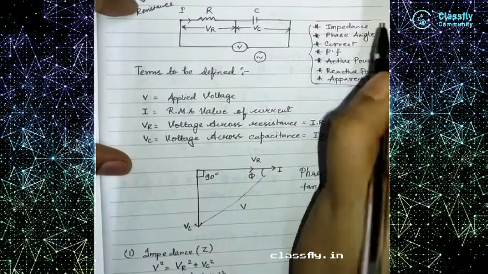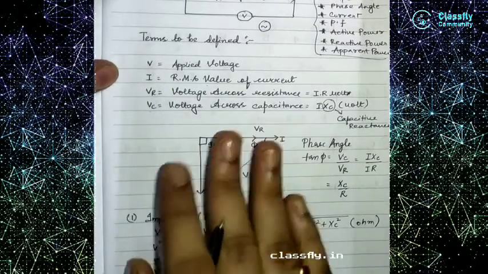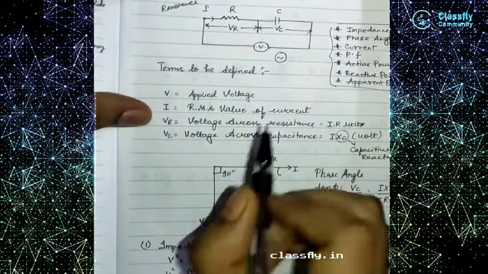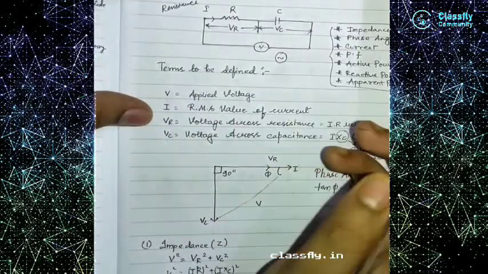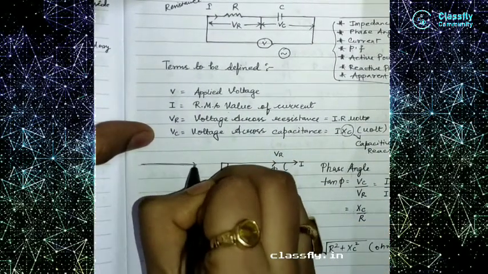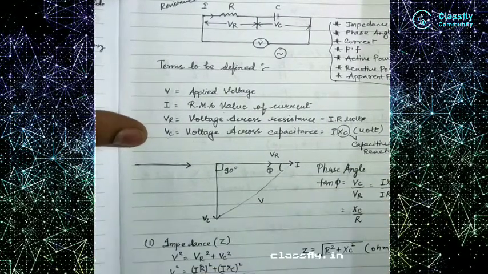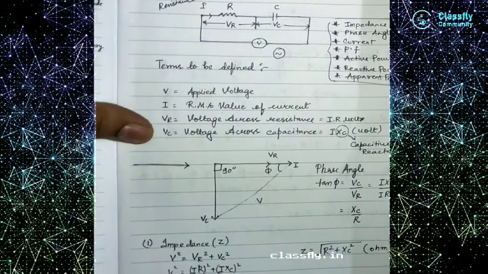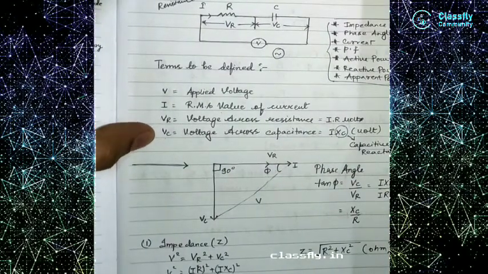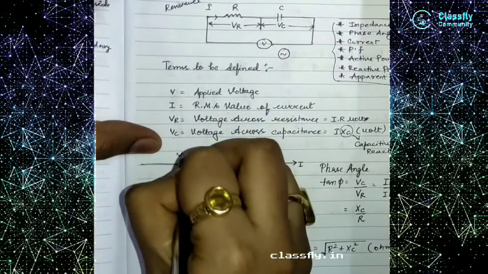Whenever we need to find the impedance, we need to draw our phasor diagram. How will we draw the phasor diagram? Forget about this diagram. What is the common thing between this resistance and the capacitance? I. So this I will be in this line, because this is the common, so it is in this axis. Now you know that the voltage across resistance is in the direction of the current, so VR will also be in this direction.